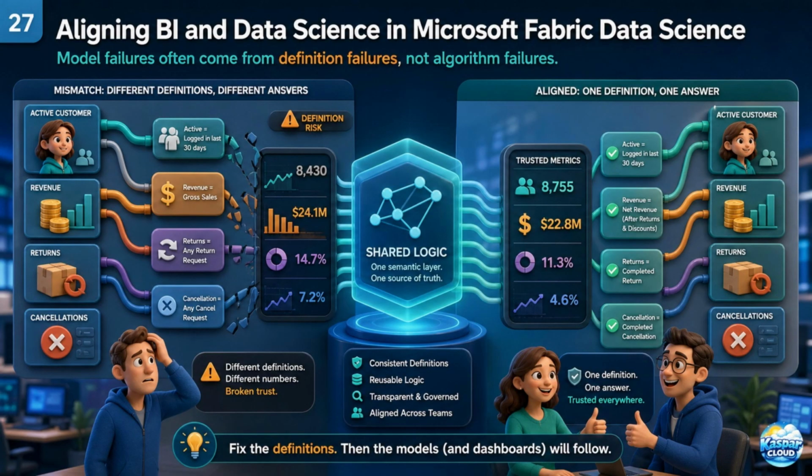This connection between business intelligence and data science is critical because many model failures are not caused by algorithms. They are caused by inconsistent definitions. One team may define an active customer differently from another. One report may calculate revenue differently from a model training dataset. One department may exclude returns or cancellations while another includes them. Semantic link helps reduce these inconsistencies by allowing data scientists to work with the same semantic logic that business users already trust and rely on in Power BI.